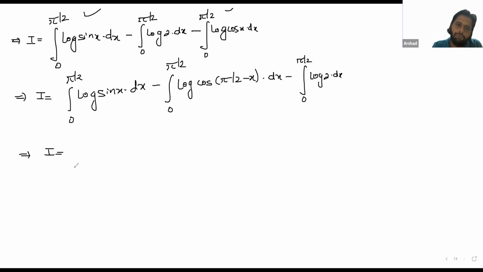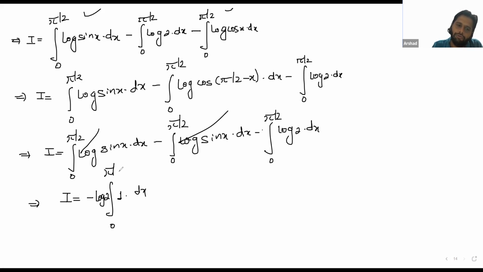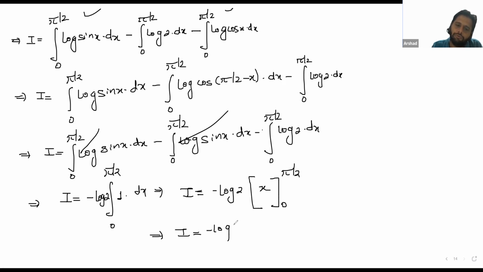So here you will get I equals the integral from 0 to pi by 2 of log sine x dx, minus the integral from 0 to pi by 2 of log cos of pi by 2 minus x, which is sine x, dx, minus the integral from 0 to pi by 2 of log 2 dx. So the first two will get cancelled out. What you will get here is I equals minus log 2 times the integral of 1 dx from 0 to pi by 2. Integrating, you will get x from 0 to pi by 2, so I equals minus log 2 times pi by 2. Finally, I equals minus pi by 2 log 2.